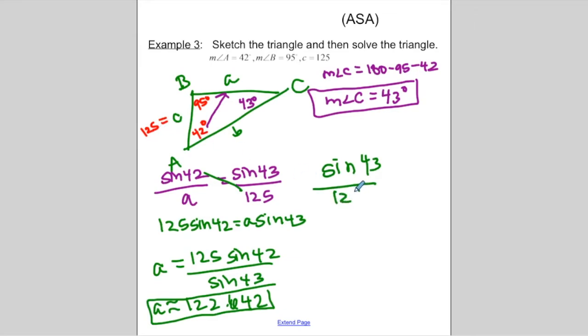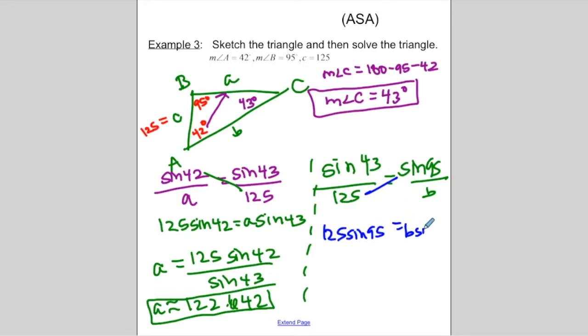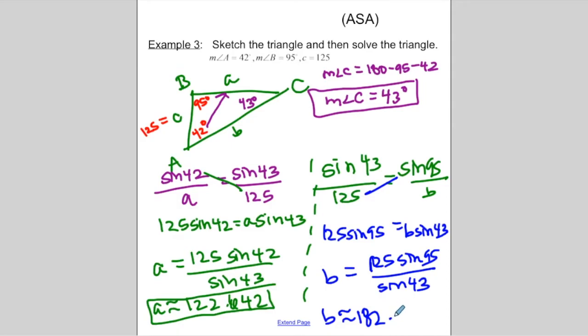over 125 is equal to... now we just found A, so we need to find B, so angle B is sine of 95 over side B. Cross multiply, equals B times sine of 43. And so B is equal to 125 sine of 95 all over sine of 43. That's a 125 right here, guys. So I type that in, and I get that my side B is 182.587. And there is example 3.